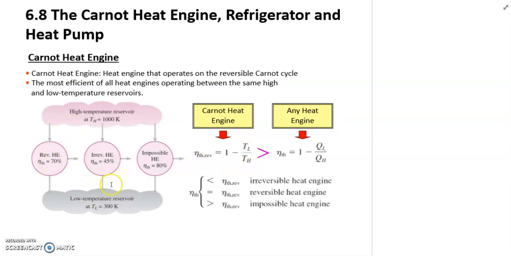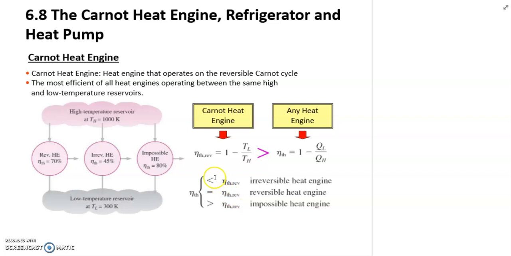So 1 minus TL over TH, which is 300 over 1000 K. So the temperature must be in Kelvin. So you will get 70% for the efficiency of the Carnot heat engine.